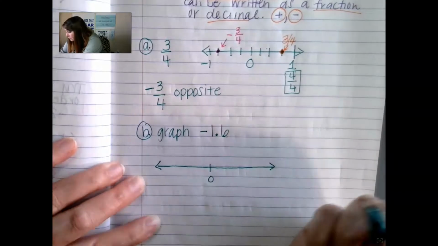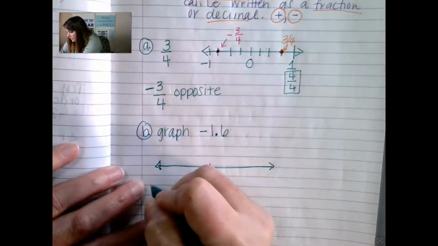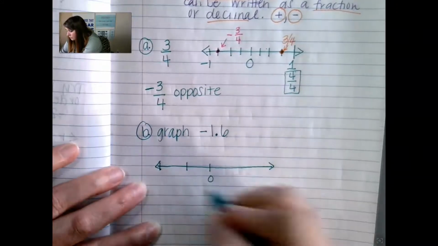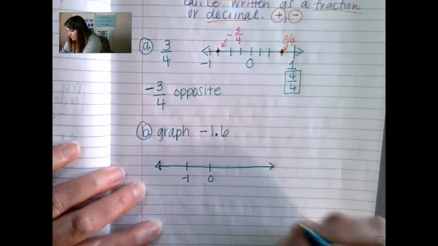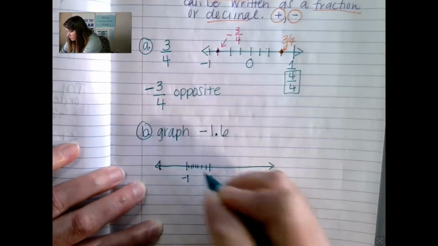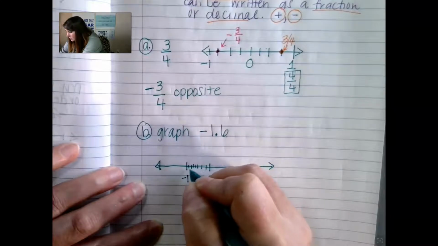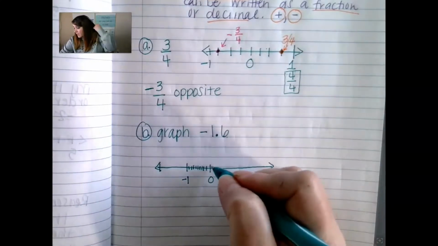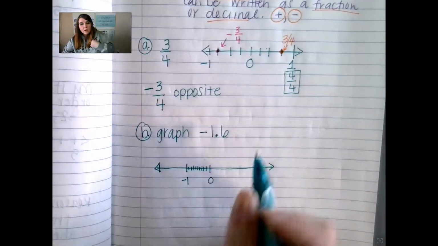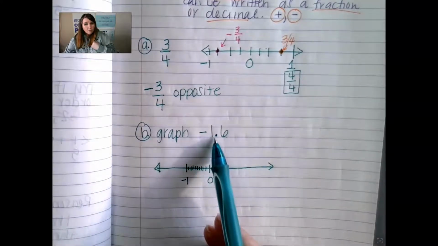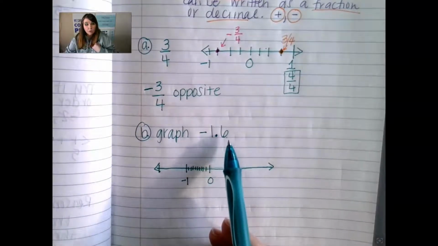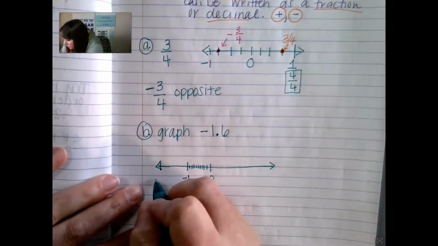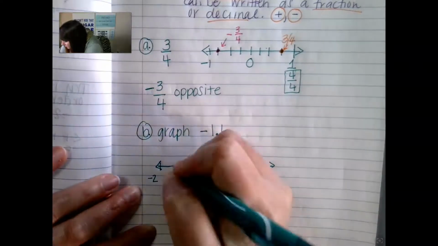So here's 0, and then we have negative 1 with 10 little, do I have 10? 1, 2, 3, 4, 5, 6, 7, 8, oops. Okay, so that would give us 10, right? 10 little jumps to get to negative 1. Well, we have 1 whole, plus we have 6/10 more. So that means that we are almost to 2. Okay, almost to 2. So this would be negative 2.